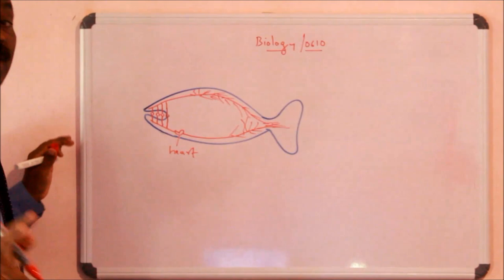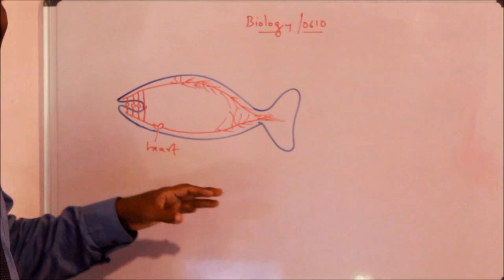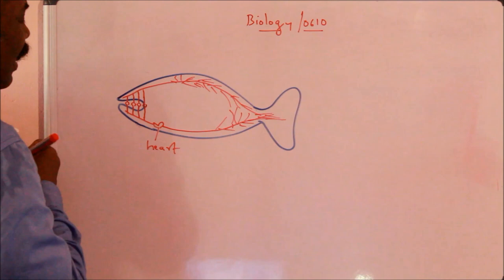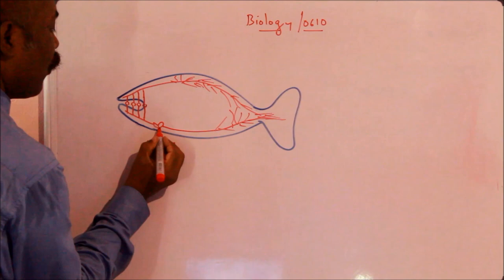The heart consists of two chambers. But in double circulation, the heart consists of four chambers. So keep this in mind. In single circulation, the heart consists of two chambers. There will be a chamber in the heart where it receives blood, the first chamber, that is the atrium.